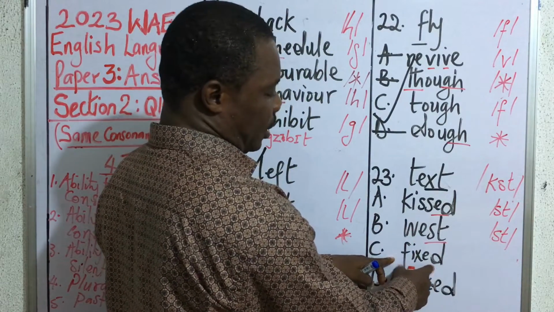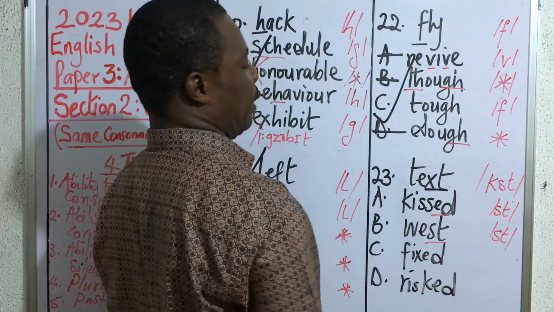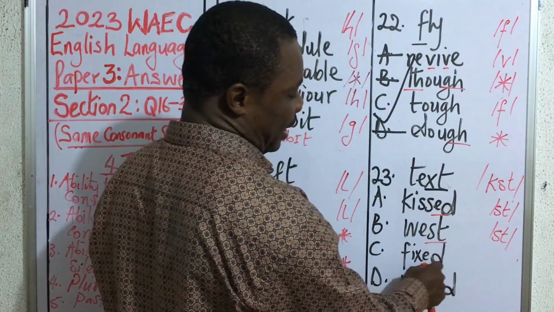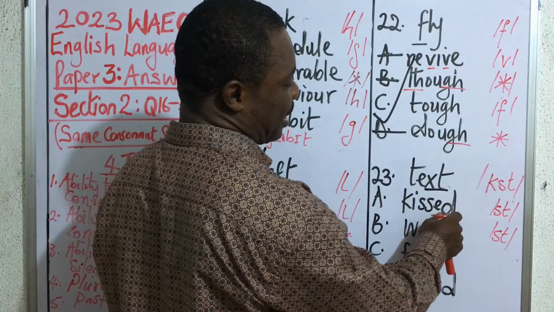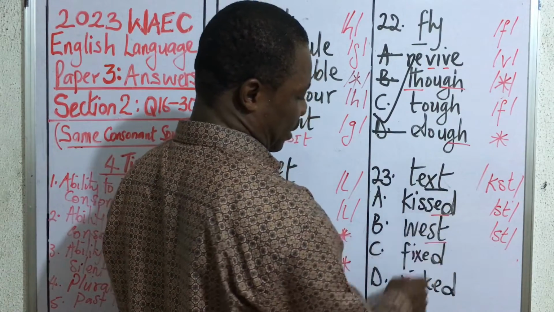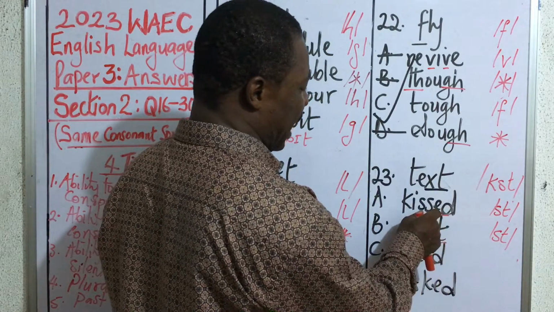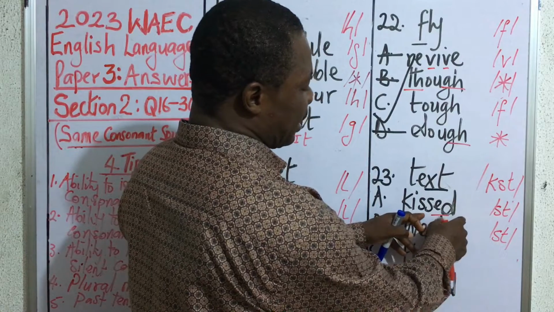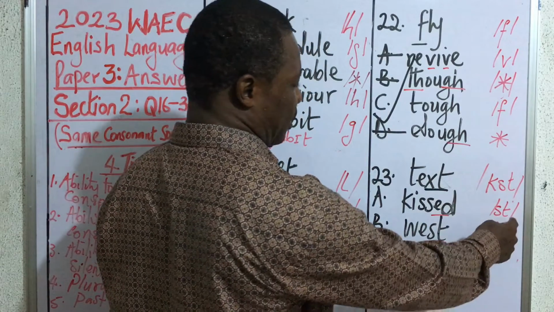Option C. This is another word in its past tense form. The ED that makes it a past tense is going to be pronounced the same way that you pronounce the ED that made this word a past tense. In other words, if a word ends with S or X, then the ED that makes it a past tense is usually pronounced as what?